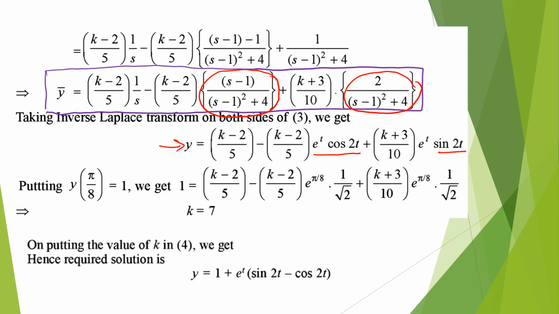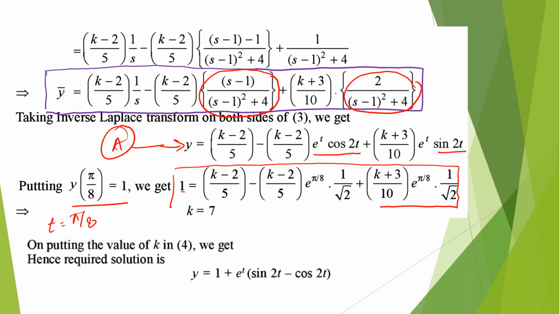Now we have the third condition, that y is equal to 1 when t is equal to π/8. So in this equation A, we substitute the value of t as π/8 and y as 1. Now calculating and solving the values, we receive k is equal to 7.